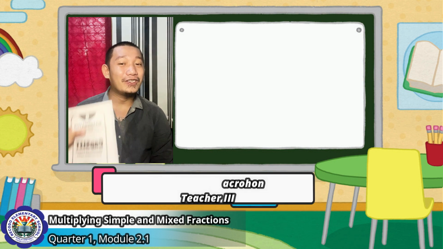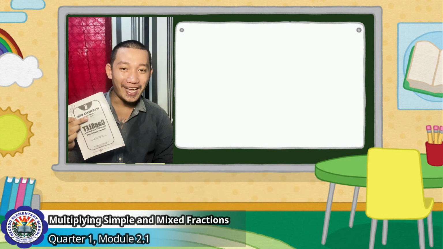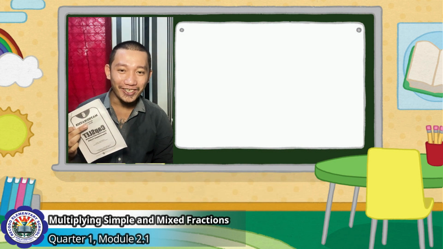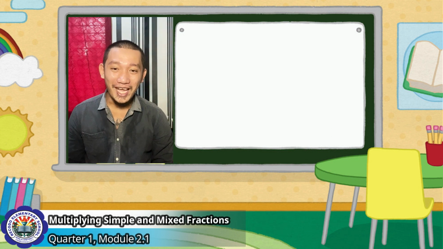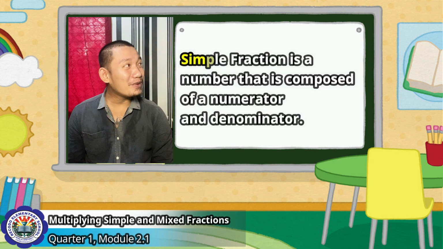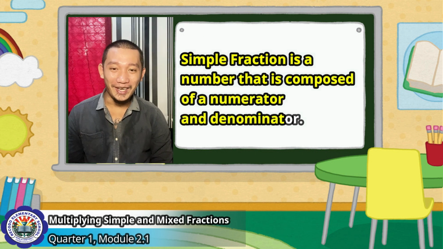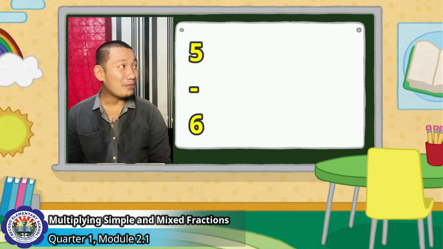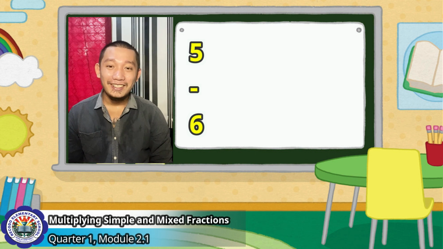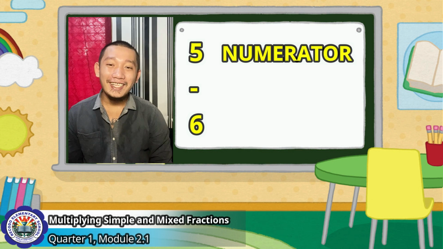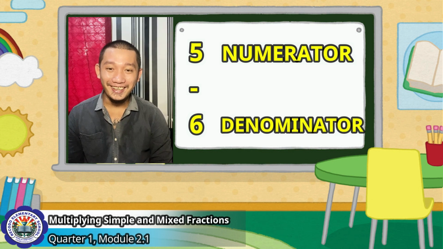This time, in your Module 2, you will learn how to multiply simple fractions. But what is a simple fraction, by the way? A simple fraction is a number that is composed of a numerator and a denominator. In our given example, 5/6, the number above the bar line, which is 5, is our numerator, and the number below the bar line is our denominator, which is 6.